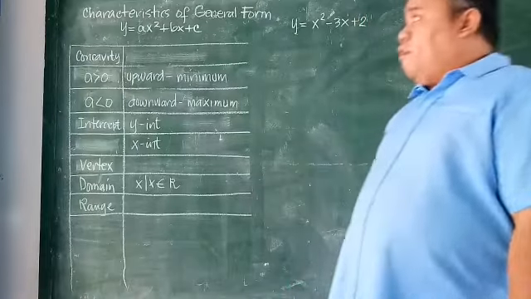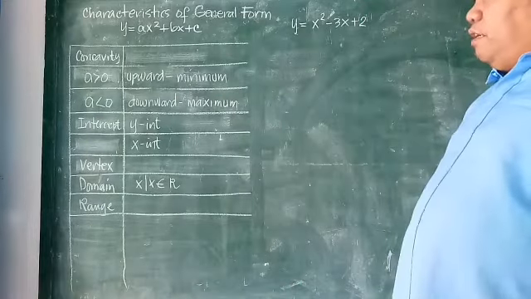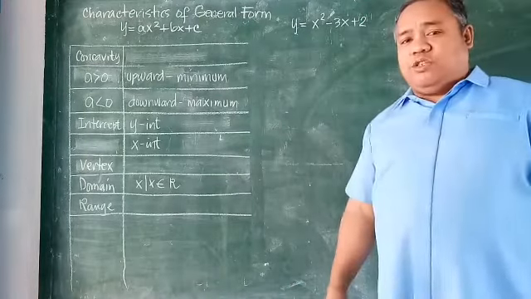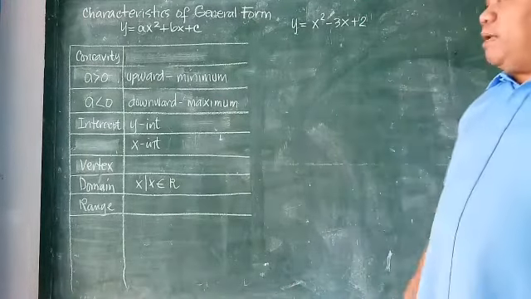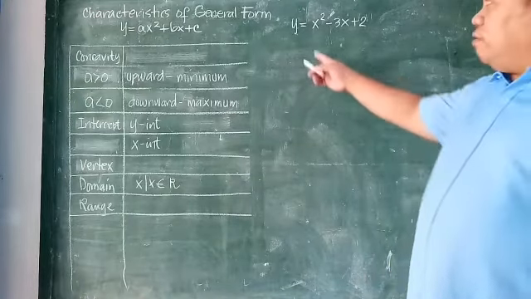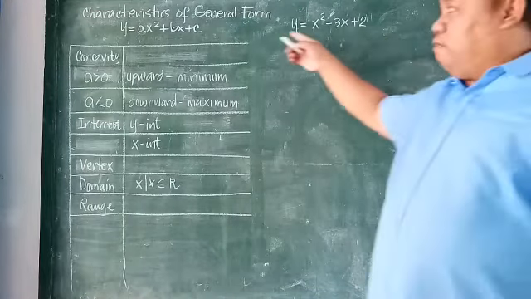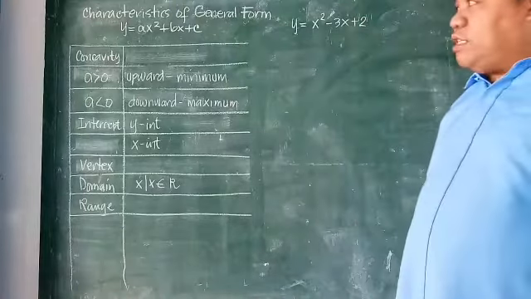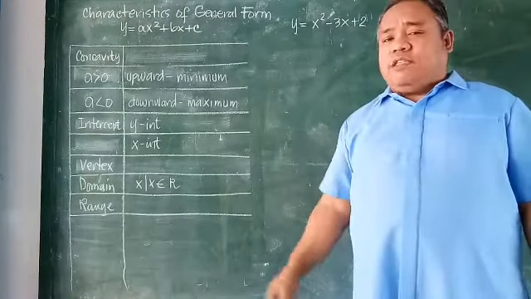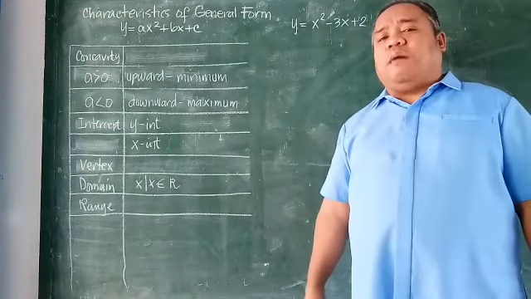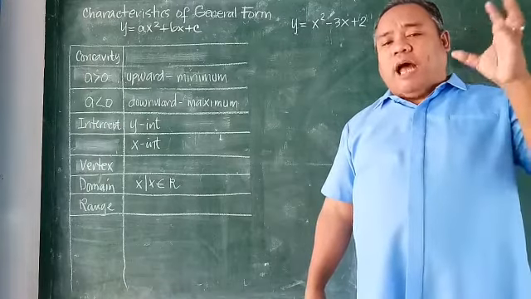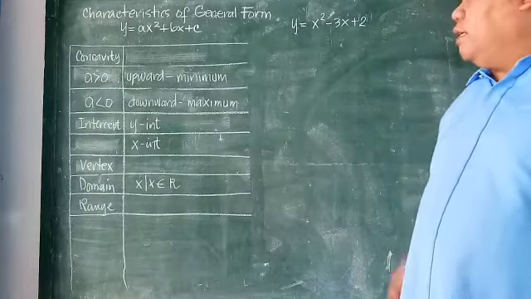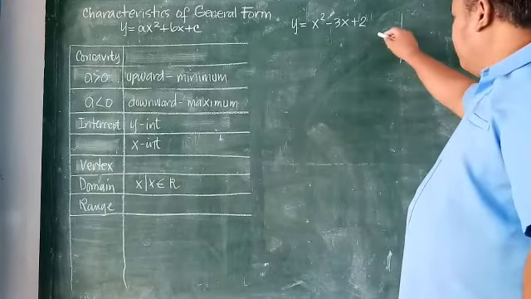This time, we are now going to discuss the characteristic of general form in the form of the equation y is equals to ax squared plus bx plus c. So take note, our sample equation is the same with this. So we're going to discuss the concavity. Concavity is the opening of the graph, which is if it is open upwards or downward. Now, this is an example of that.